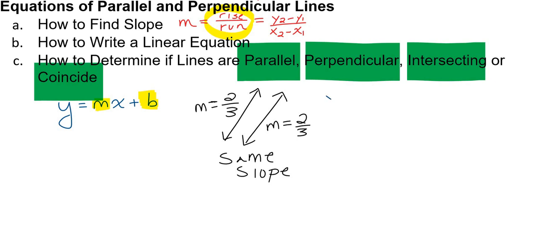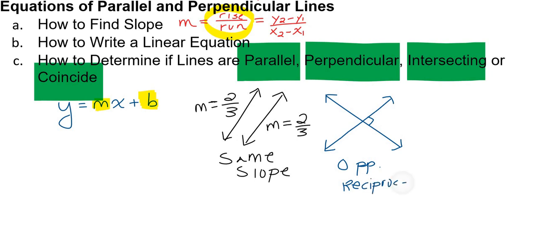All right, so next, if they are perpendicular, let's do a visual for that. If the lines are perpendicular, that means that when they cross, they form right angles, corners. To be perpendicular, you have to have opposite reciprocal slopes. Now, what does that look like?